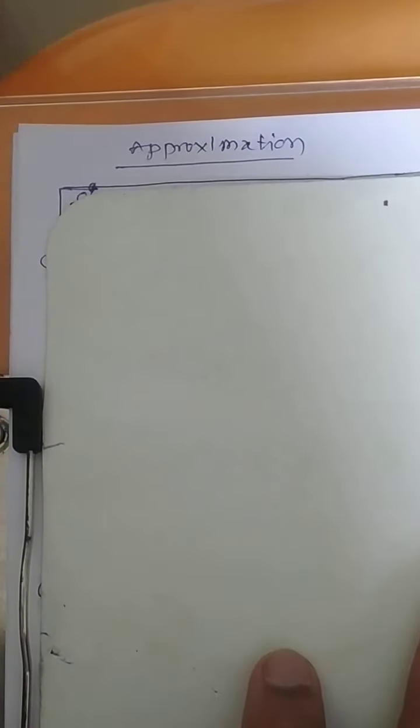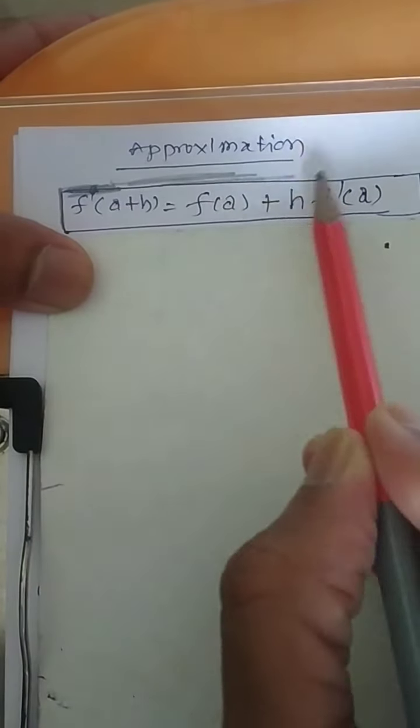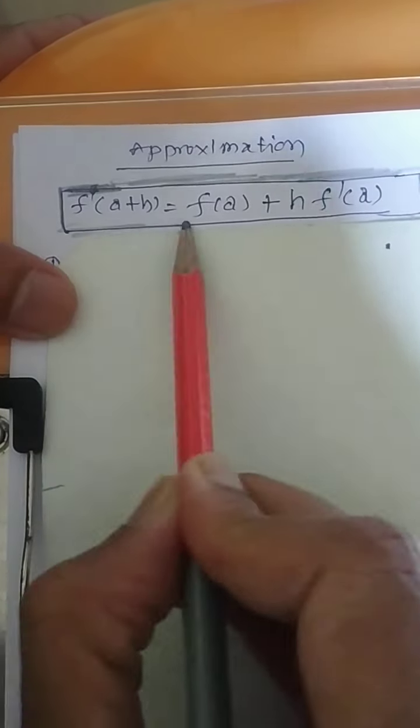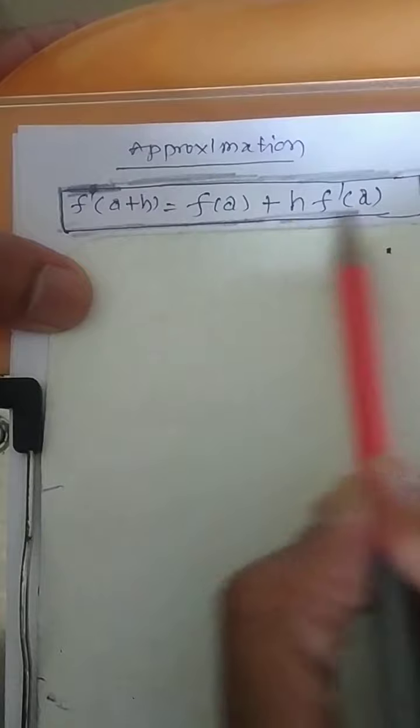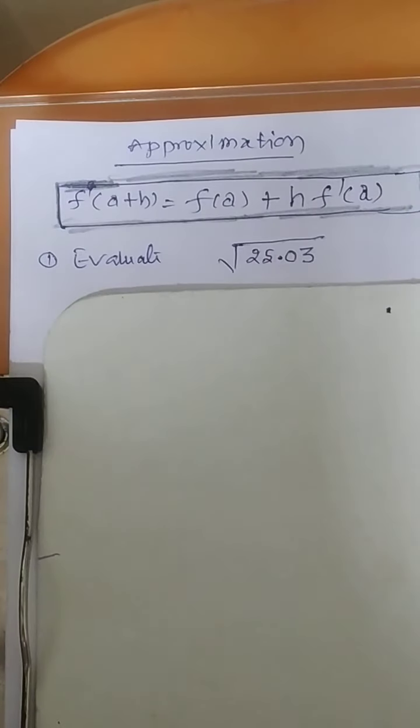Today's discussion, we are going to learn one more application of a derivative, that is approximation, finding the approximate value of the given expression. This is one of the important remarks which will help you to get the value of the demanded questions. The expression is f of a plus h will be equal to f of a plus h times f dash of a.